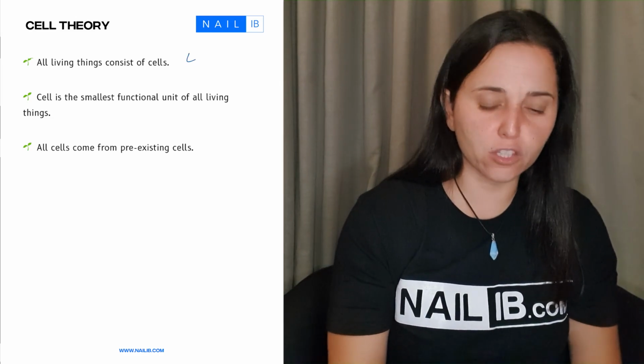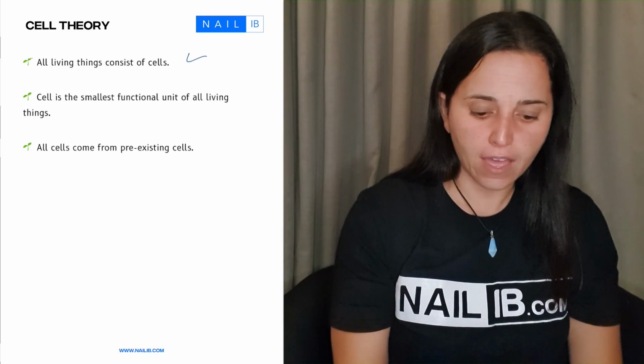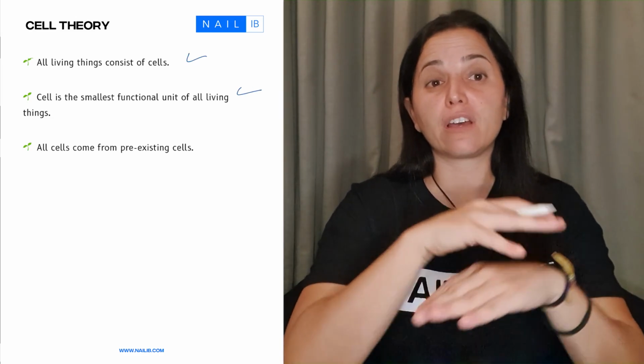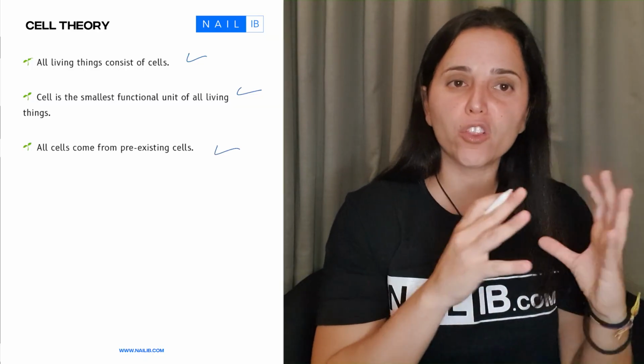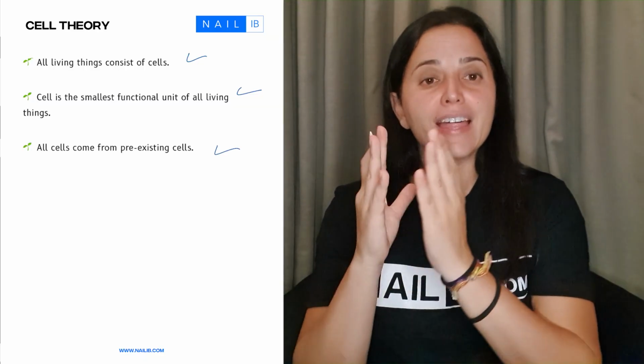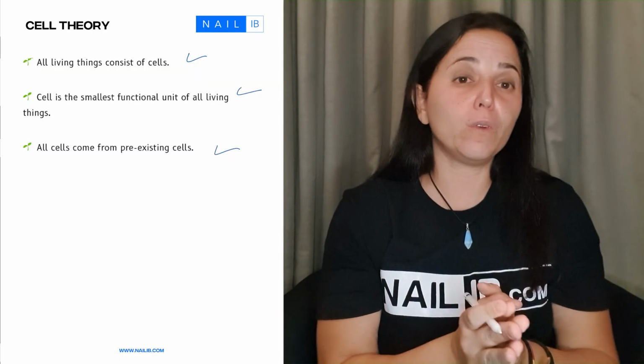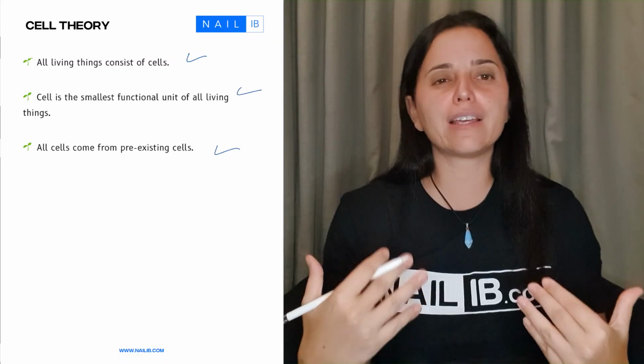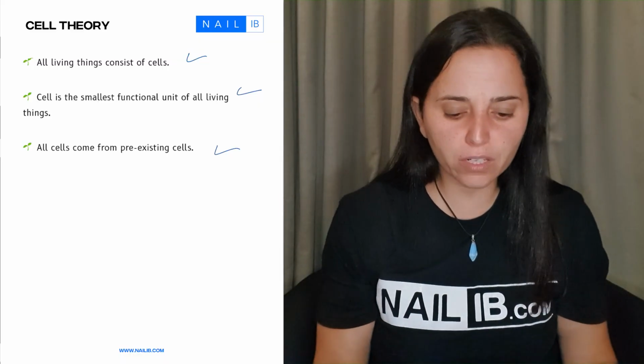The first one is that all living things have cells, and the cell is the smallest functional unit of all living things. And of course, all cells come from pre-existing cells. All of these are part of the agreement of all the scientists together. Now, we can understand how they came up with those three sentences and how they worked.